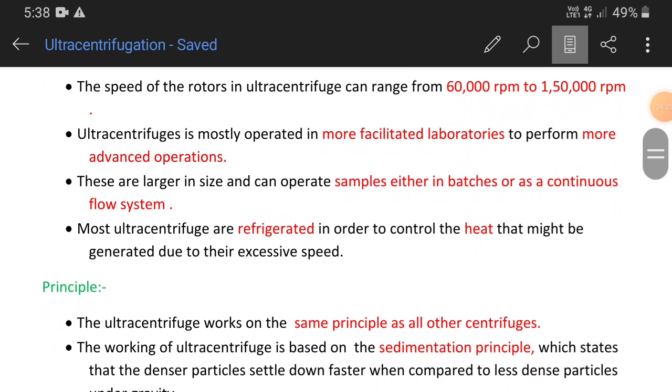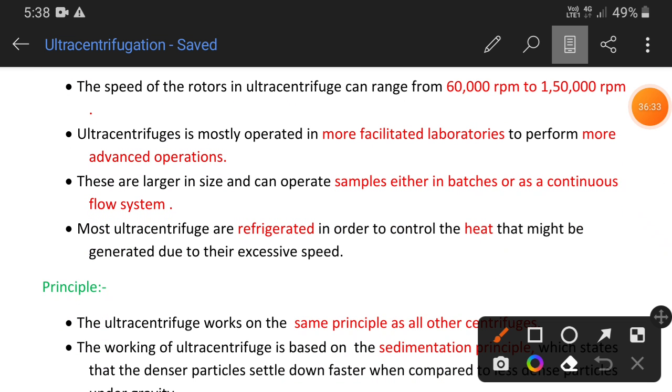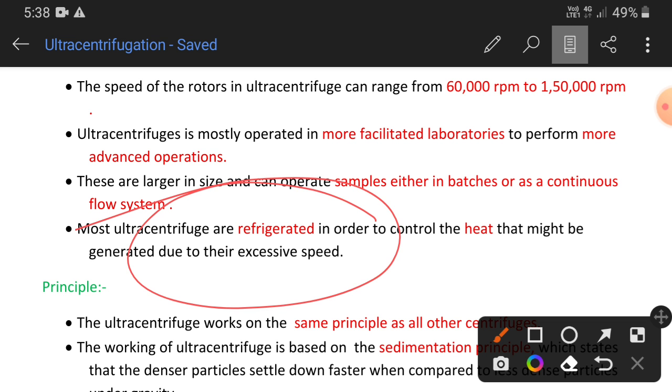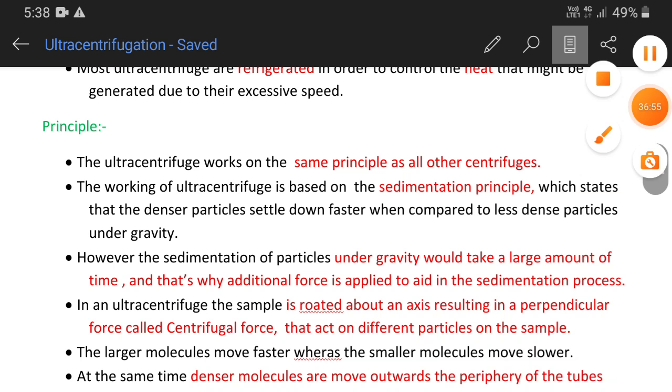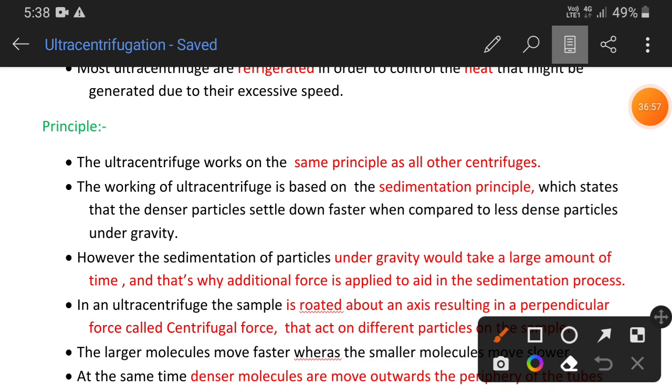So here another thing, that ultracentrifugation can control sample in batches or in continuous flow system, and here we are using the refrigerator to control the heat that is generated by that intense amount of speed. Otherwise our cell, or what kind of biological molecule we are handling, can be disrupted because of their intense heat.